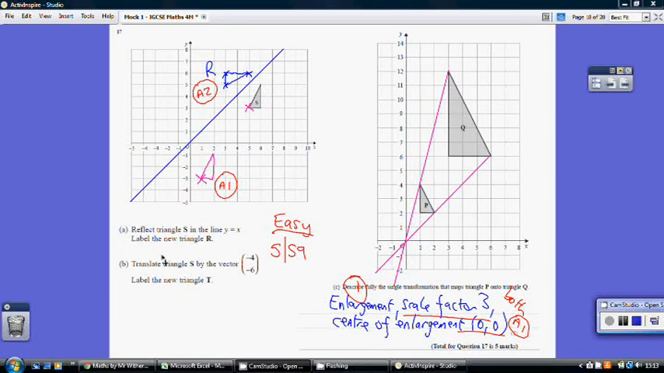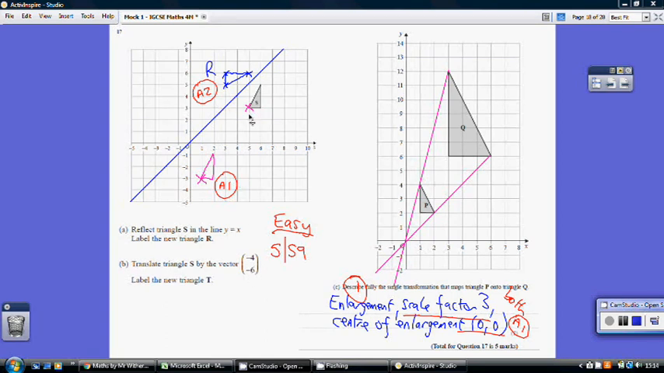Now translate triangle S by this vector. Well, a vector works a bit like a coordinate really. This is 4 to the left, and then 6 down. So just think of it as a coordinate. The top one takes you left or right, the bottom one takes you up or down. So we've got to move triangle S 4 to the left and 6 down.